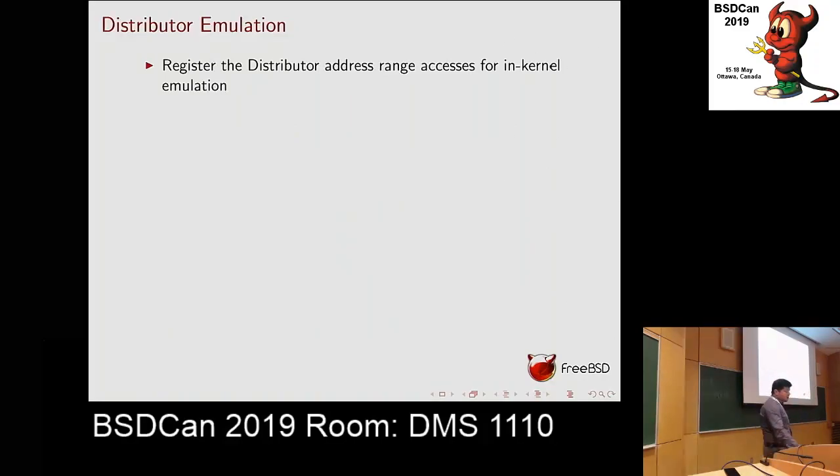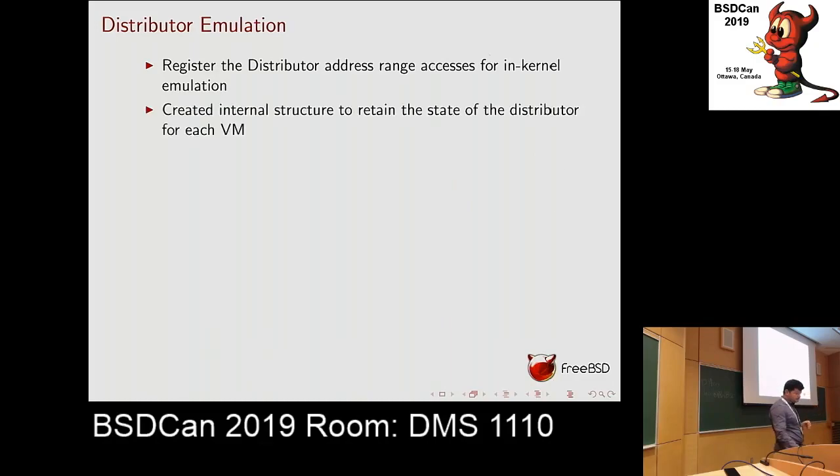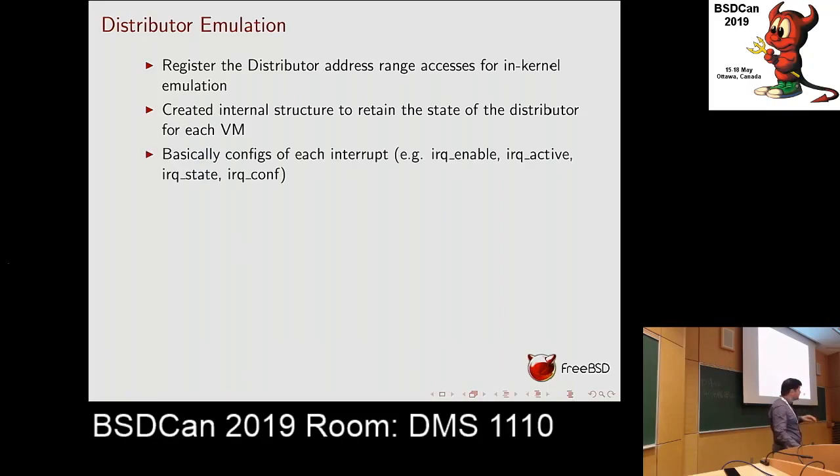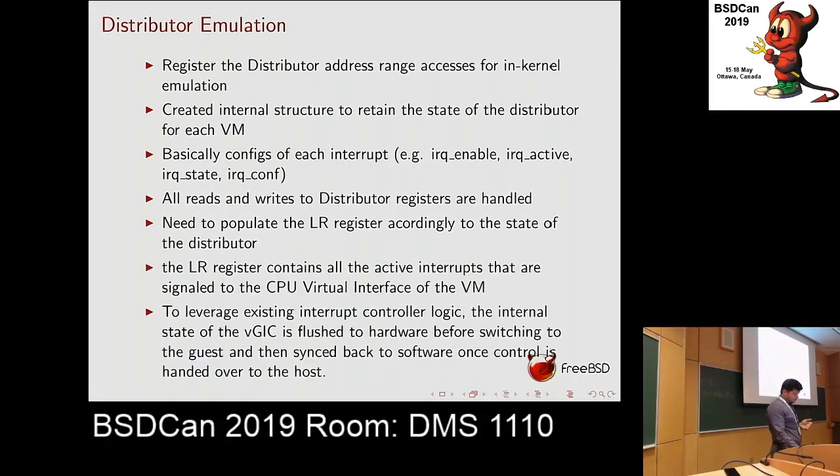How have we done the distributor emulation? We basically register the distributor address range for internal emulation. Every access to those addresses was faulting and returning to bhyve, and bhyve knew that they had to be emulated. We created some internal structures in the hypervisor to return the state of the distributor: basically, the configs for each interrupt, enable, active states, conf, so everything related to the distributor. According to the structures, we need to populate the LR registers, as I told you earlier. And to leverage the existing interrupt controller logic, the internal state of the virtual GIC was synchronized whenever we were returning to BSD and back.